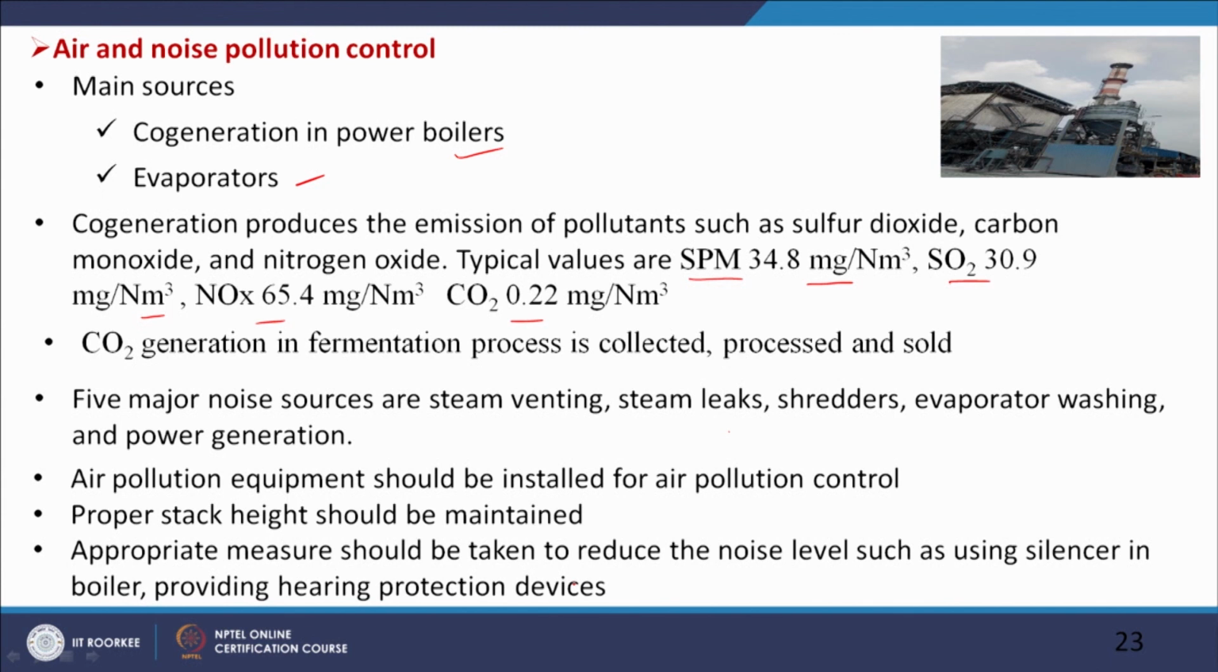So, these are the different aspects of the distillery units and the pollution control of distillery units we have discussed. Up to this in this class, thank you very much for your patience.